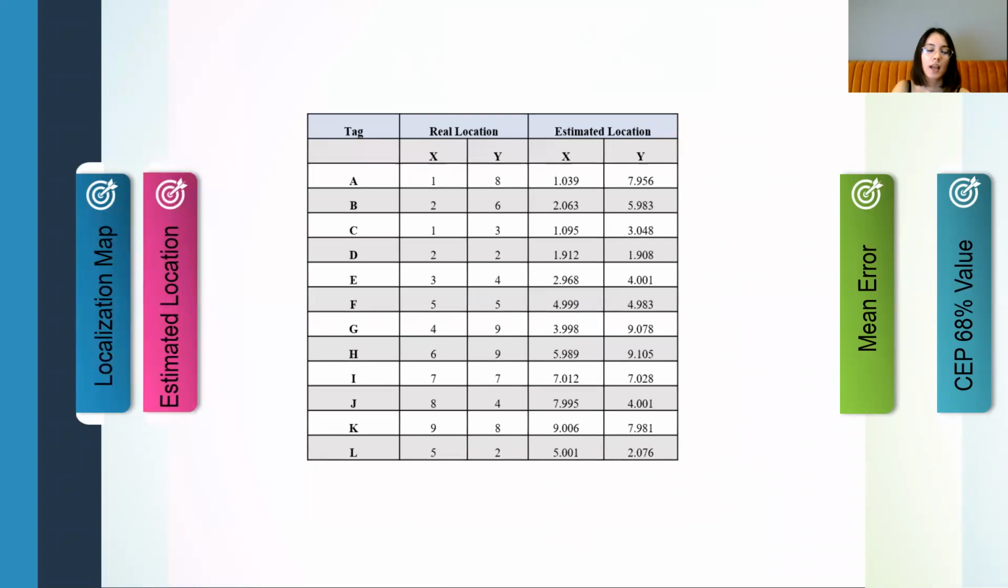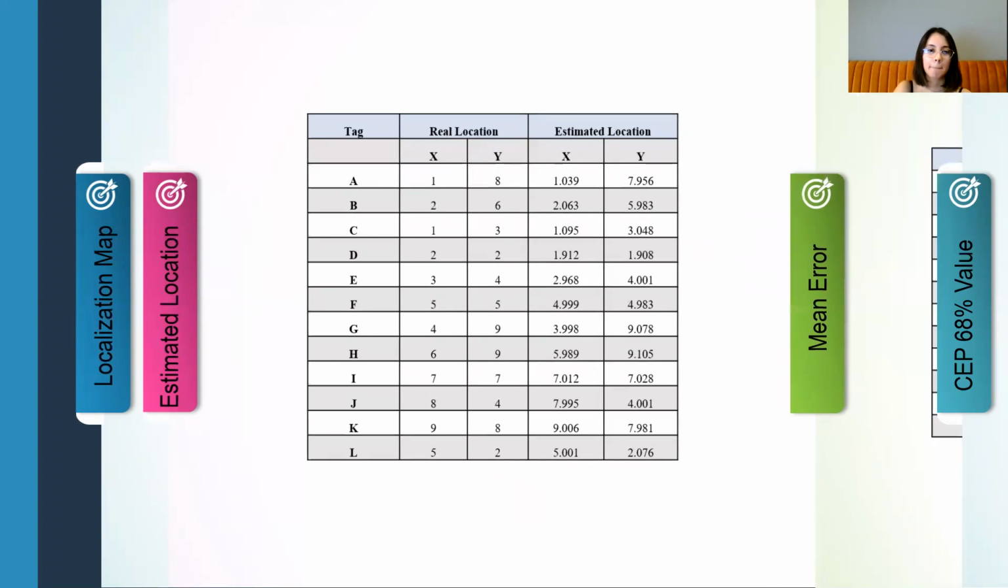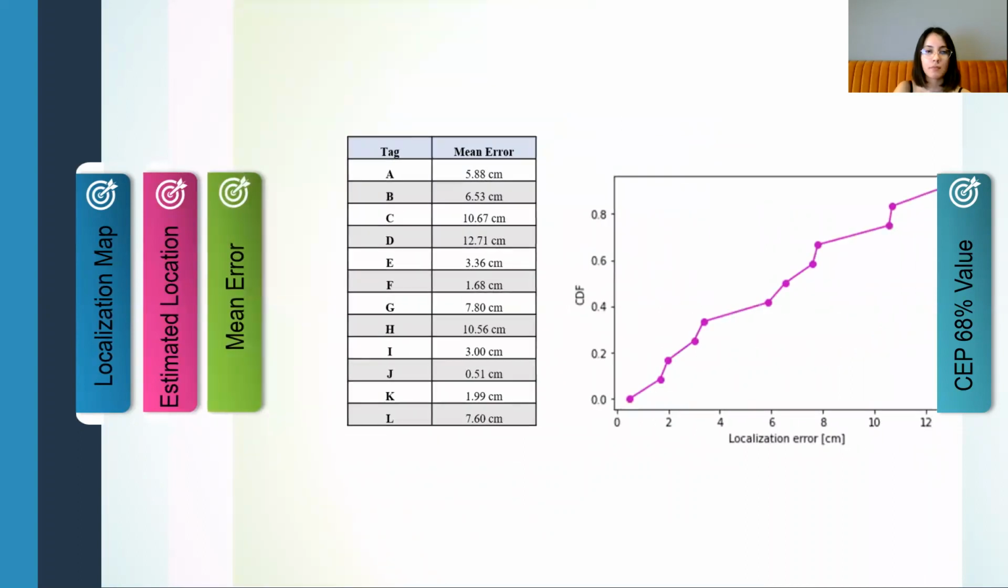Estimated location. In the table, 12 different locations calculated with the best accuracy according to the real locations are shown. These values are the average of 100 different locations calculated for each tag. In mean error, root mean square error is used to find the margin of error by measuring the distance between the real location and the estimated location. Based on this, it was observed that the localization error varied between 0.51 and 12.71 centimeters.